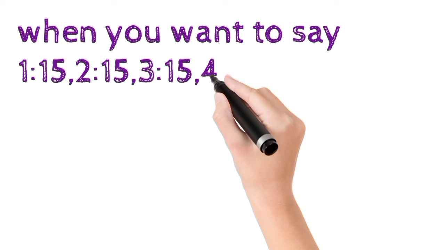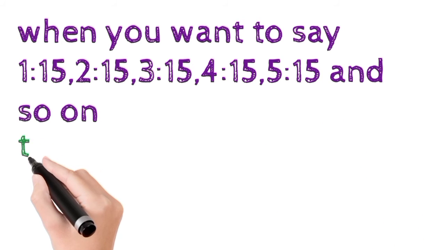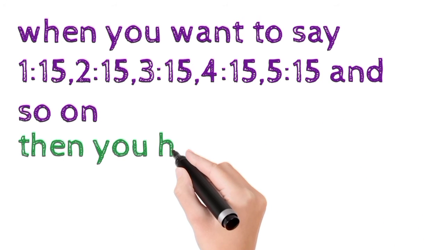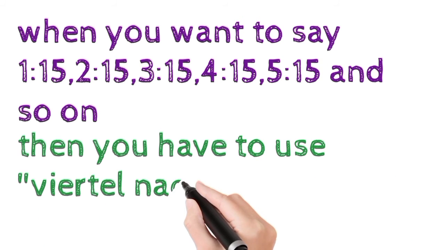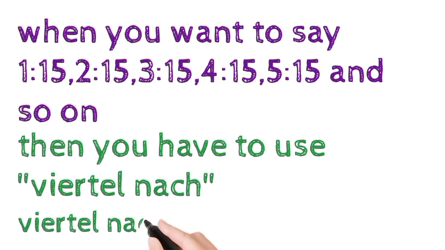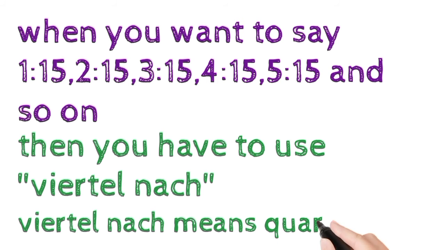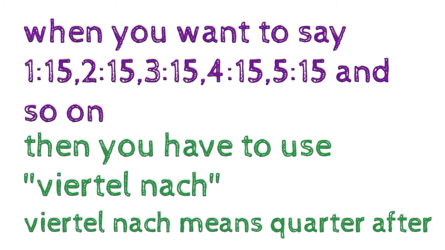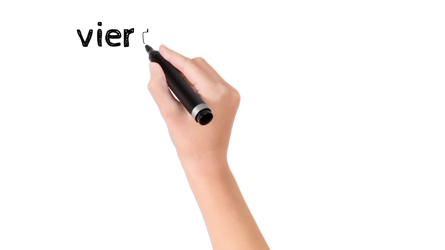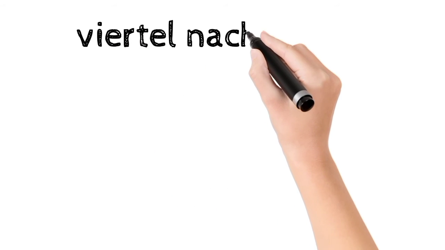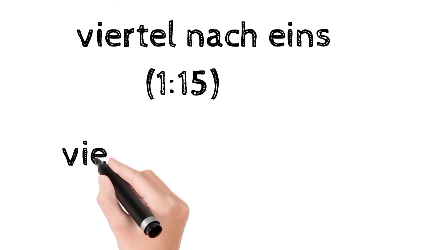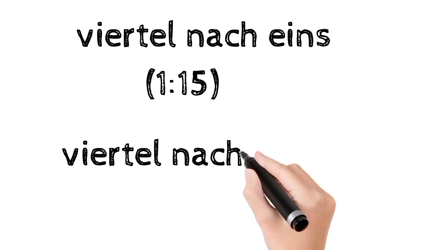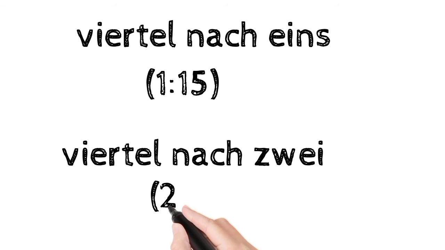When you want to say 1:15, 2:15, 3:15, 4:15, 5:15 and so on, then you have to use viertel nach. Viertel nach means quarter after. Viertel nach eins means 1:15. Viertel nach zwei means 2:15.